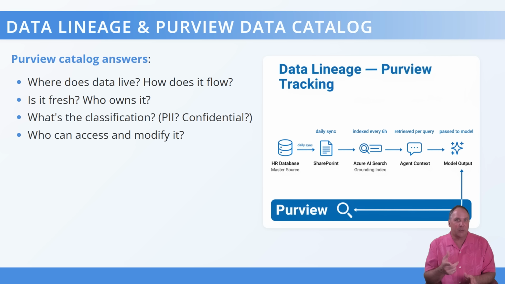It tracks data sources. Where does the data live? Data lineage. How does data flow from one source to the agent? And then data quality. Is the data validated and current? Data classifications. Is it PII, confidential or public? And data governance. Who has access? Who can modify it? Here's an example lineage flow.